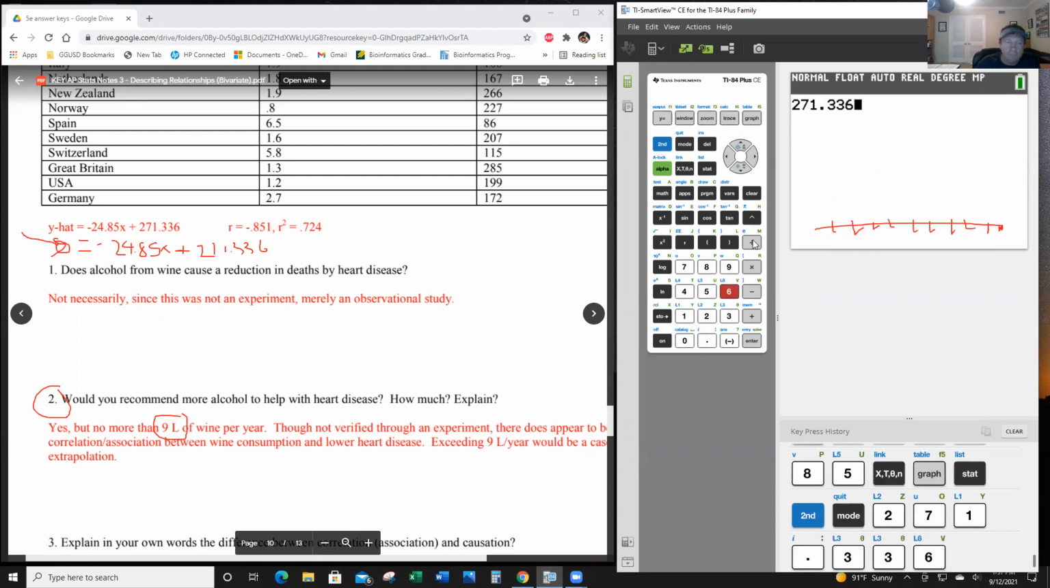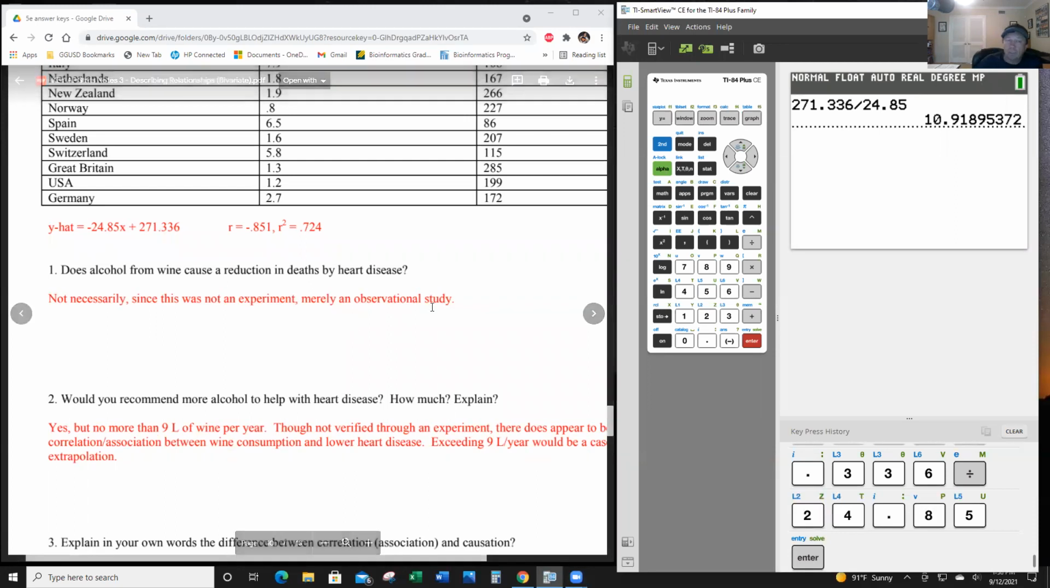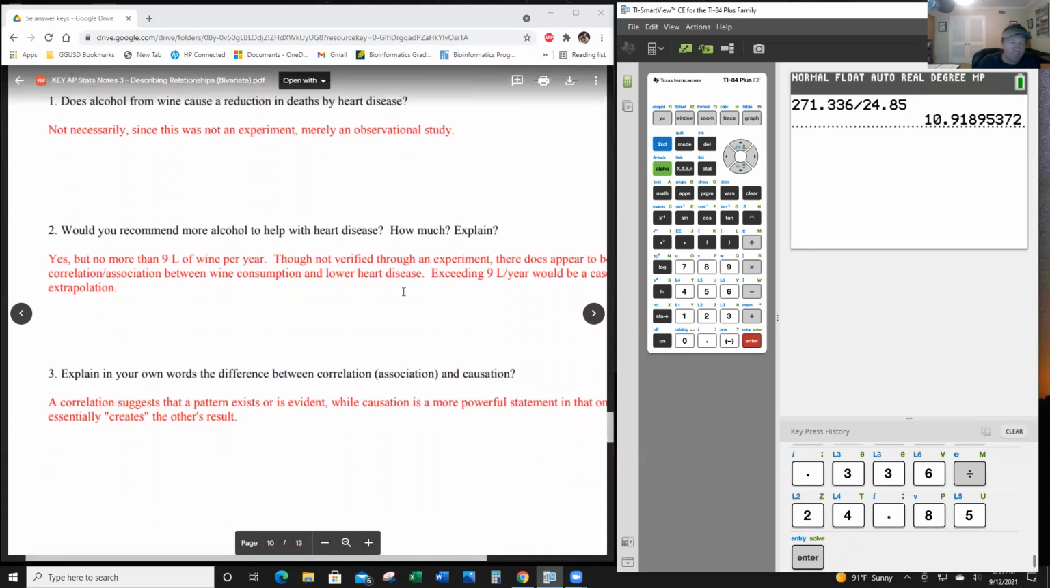271.336 divided by 24.85. If you solve that little algebra problem, you'll get around 9, I think. 10, I guess 10.9, yeah. Around 9, 10.9. I mean, that was the exact answer. I was just kind of eyeballing it for that one. Okay. But, you know, I guess you could recommend more, but don't go crazy because it seems to zero out there. All right.